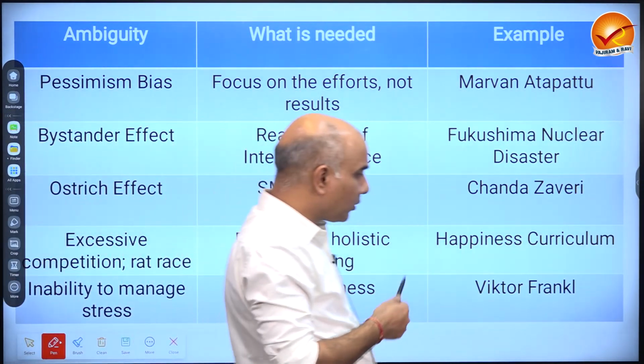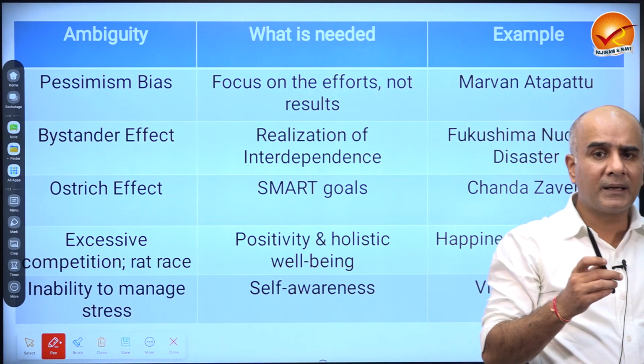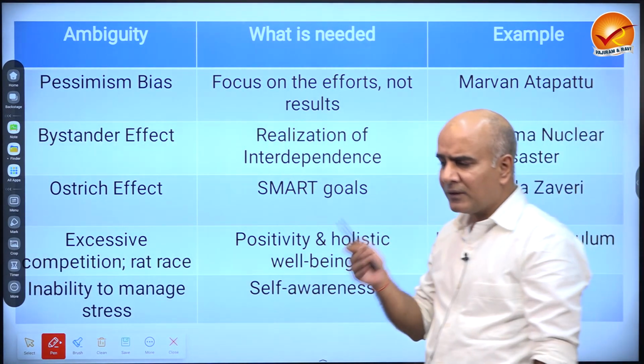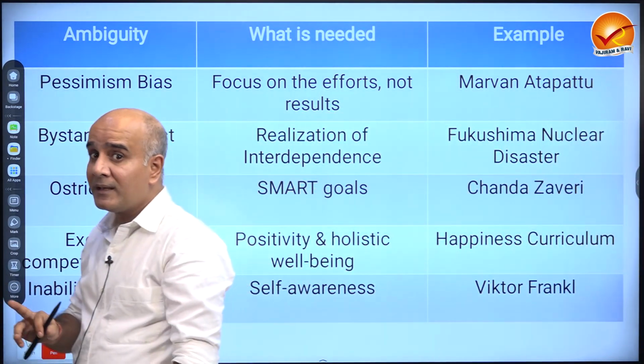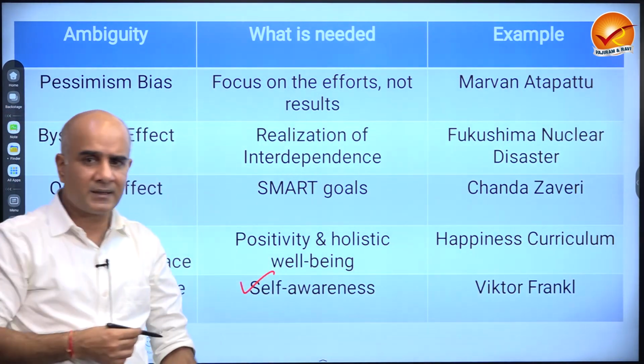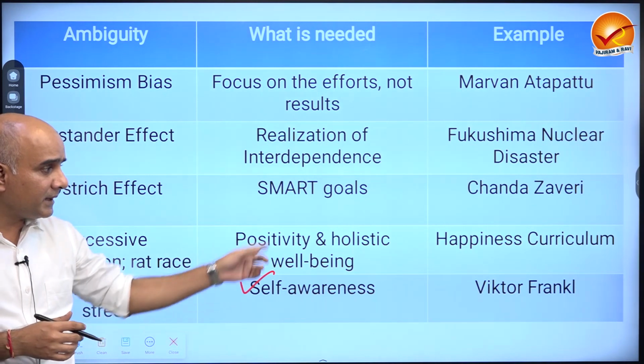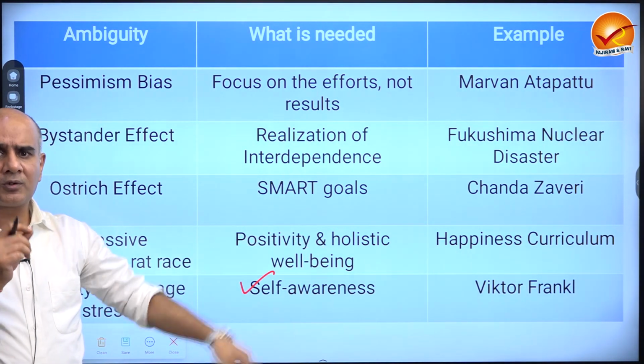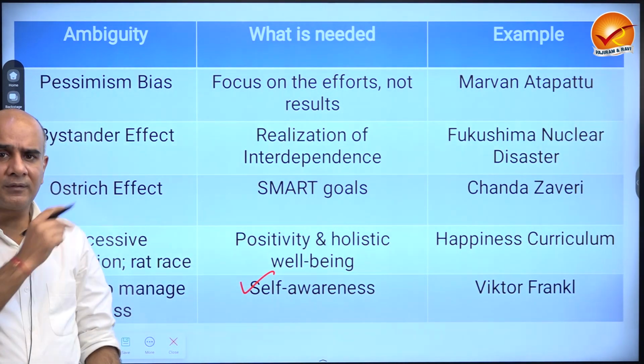An ambiguity that a lot of people have is the inability to manage stress. When they are placed in difficult circumstances, most people don't have the ability to deal with it. Here what is needed? More self-awareness. Being aware of your own self. And here the example you can give is a very famous Austrian psychologist by the name of Viktor Frankl.